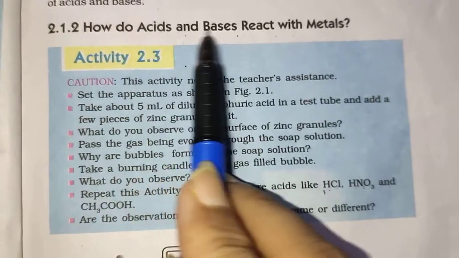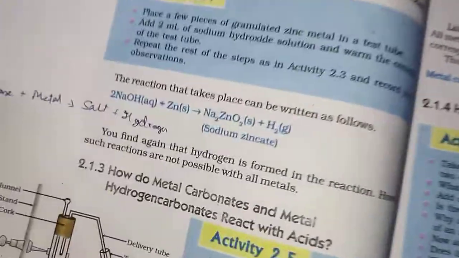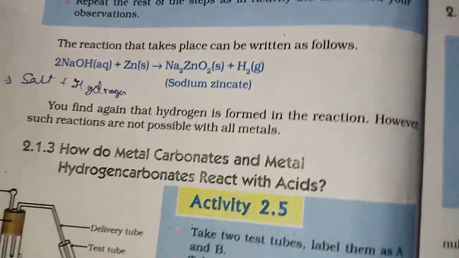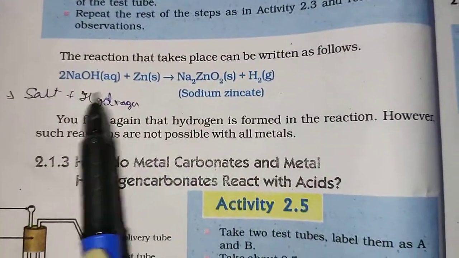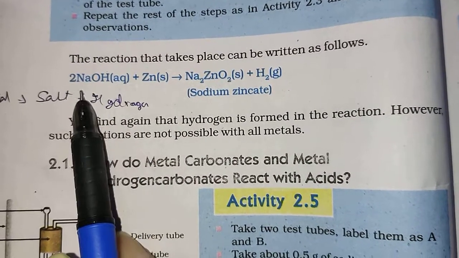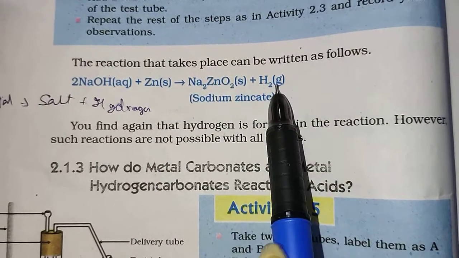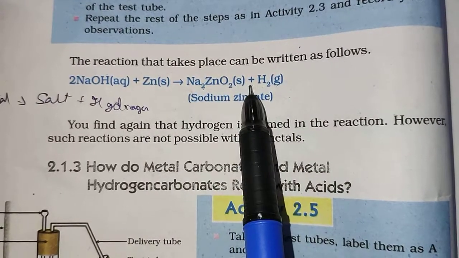So both acids and bases react with metal to form salt and hydrogen. So there is an example of the reaction of base and metal. You see, this is the base, that is sodium hydroxide. Whenever a base reacts with metal, it forms salt and hydrogen. This is salt and this is hydrogen.